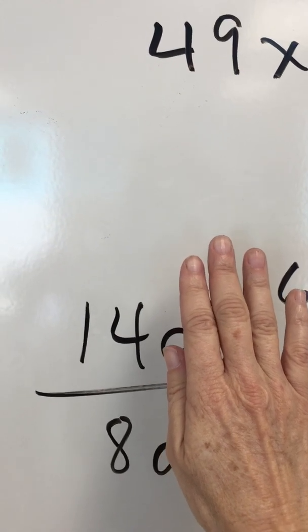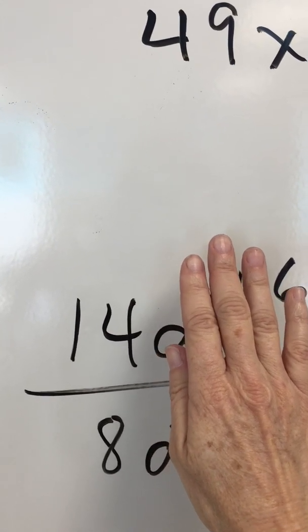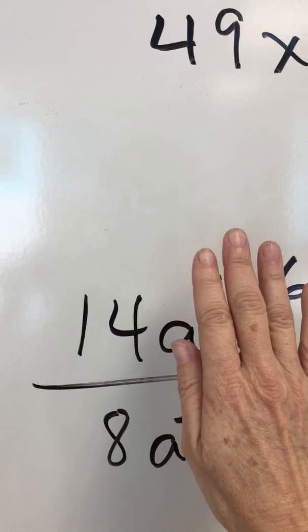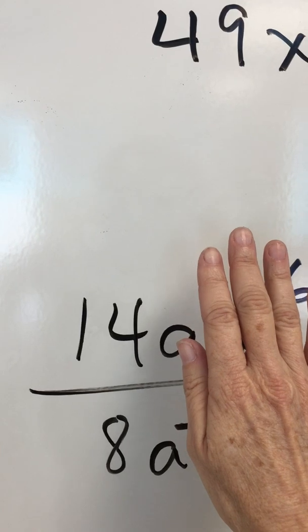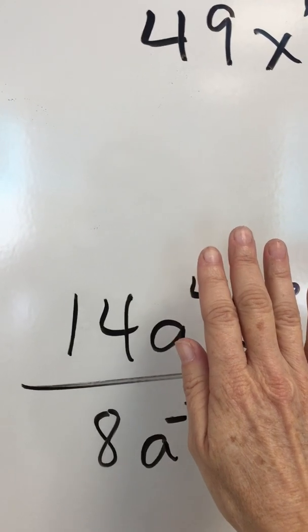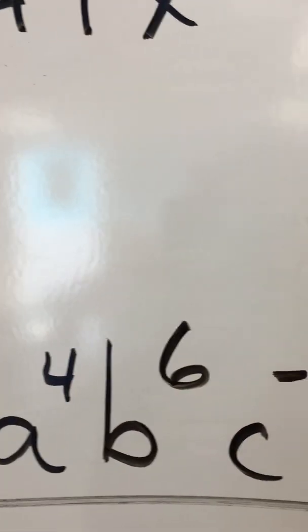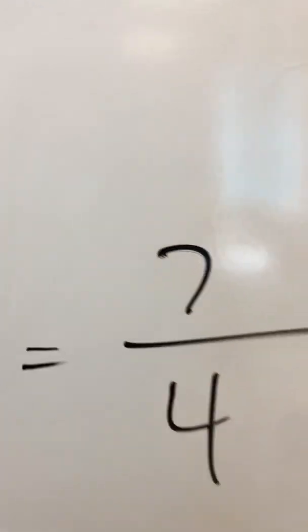So control divide on the math screen, put 14 on top, 8 on bottom, and it will tell you that your coefficients in the final answer are going to be 7 over 4. So if you put 14 over 8 in the calculator and hit enter, it should tell you 7 over 4. So my final answer is going to have a 7 on top and a 4 on bottom.